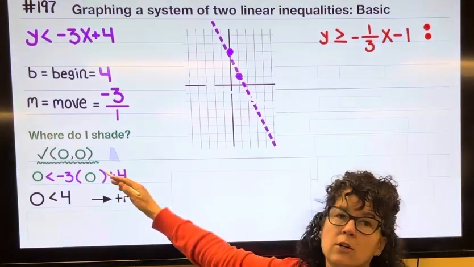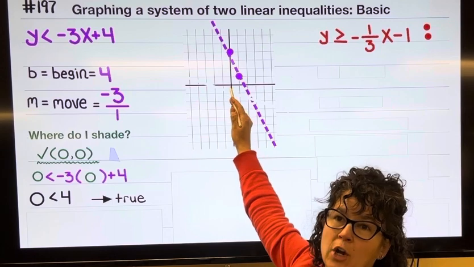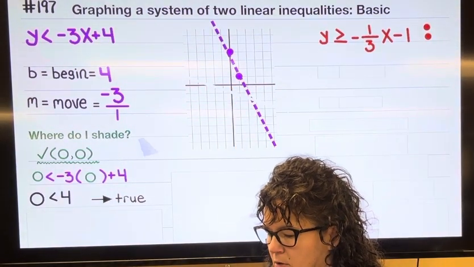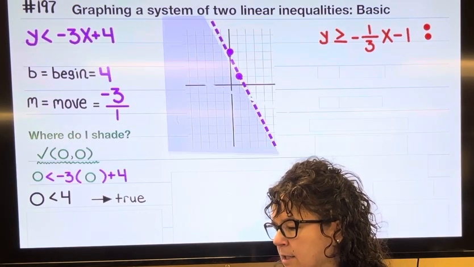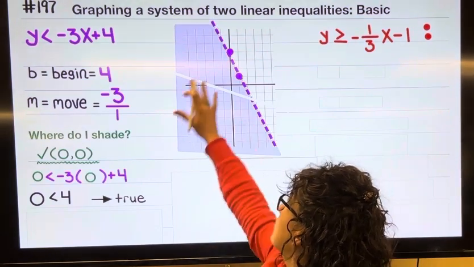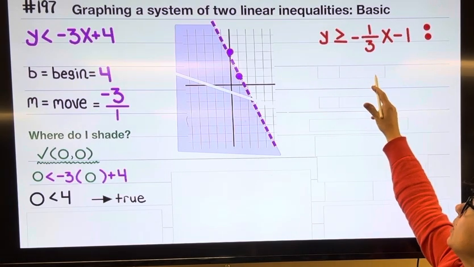And so since 0, 0 makes it true, then when I shade, I need to make sure I include the point 0, 0. So I'm going to shade this section right here. Okay, so I've shaded that section. Now I need to graph this red one here.